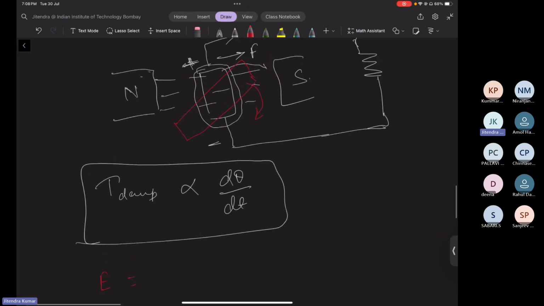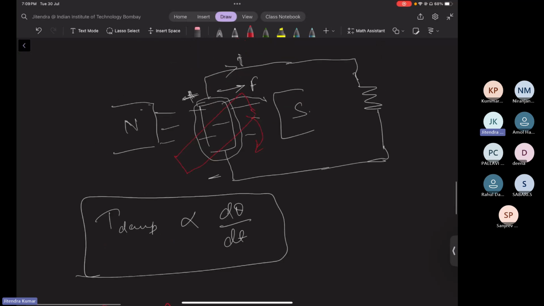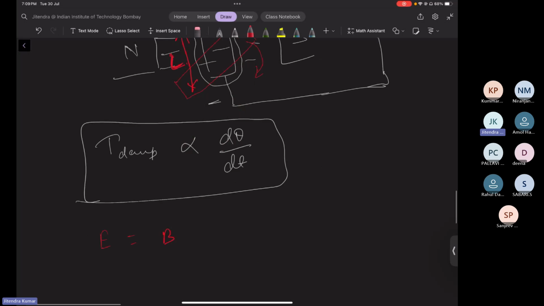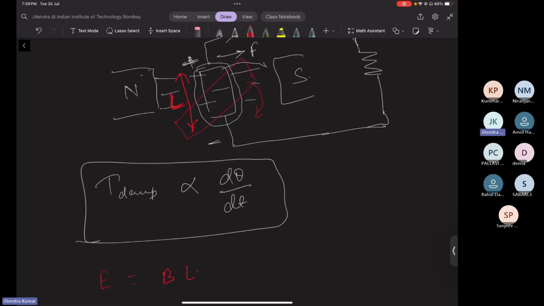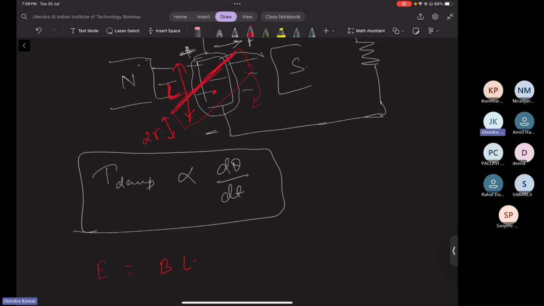So the conductor is cutting the magnetic flux density of B, and this length is nothing but L, and this is nothing but R, right? This is 2R. So if the center is here, this is 2R. On one side, this is one conductor, and this is the second conductor. And these are generally the overhang we consider, right? So for one conductor, it will be R d theta by dt.